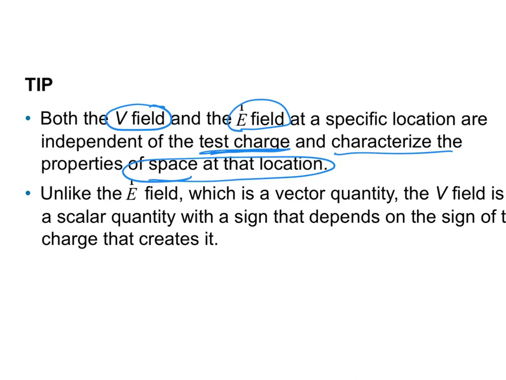What the difference is with this new field called the voltage field, the V field, is that it's a scalar quantity. It's not a vector. It can be positive or negative, but it doesn't have a direction. So we're going to stress that in some of the activities that we do over the next few days.